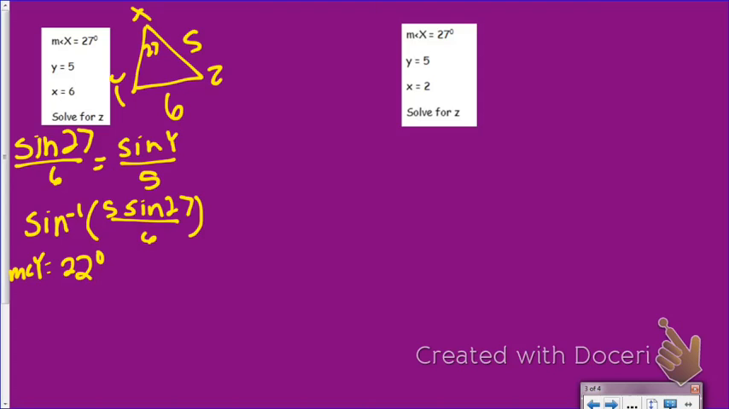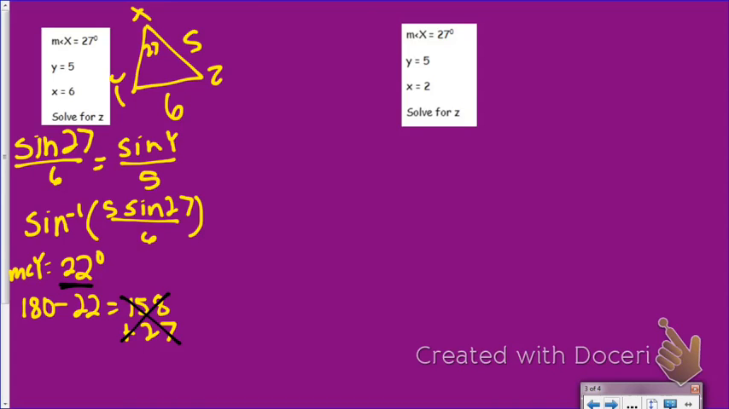But as we know, sine can also be positive in the second quadrant. So if I do 180 degrees minus 22, I also have the option of 158 degrees. Now the problem with this, if I have a 27 degree angle already, if I add that 27 degrees, it's already going to be more than 180. So that means in this case, even though technically I could find a second answer, there's no way I could build a triangle with that second answer. So the only option for angle y is 22 degrees.